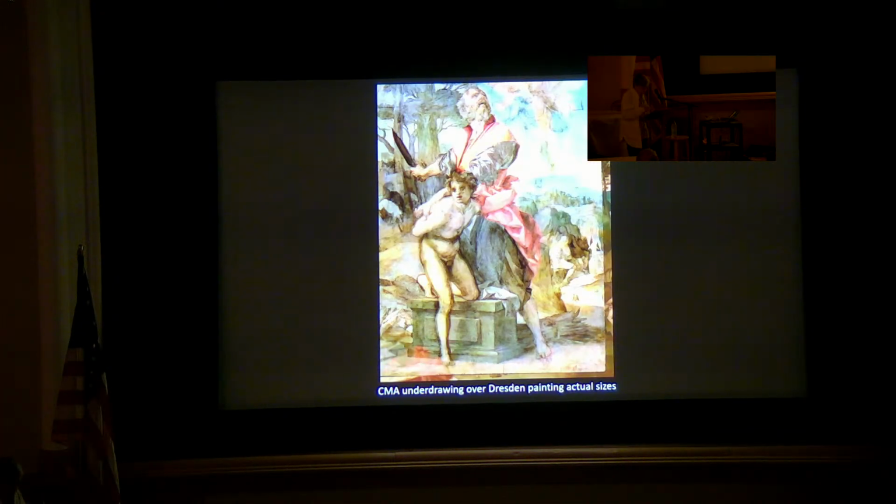When the underdrawing of the Cleveland panel is overlaid on the Dresden painting and the opacity adjusted, the contours of Abraham and Isaac in particular support the use of the same large drawing for those figures as the basis for both paintings.